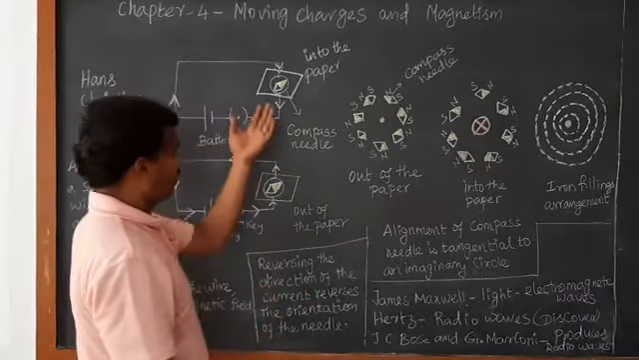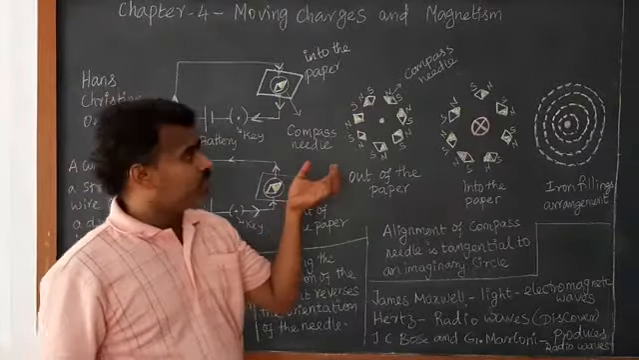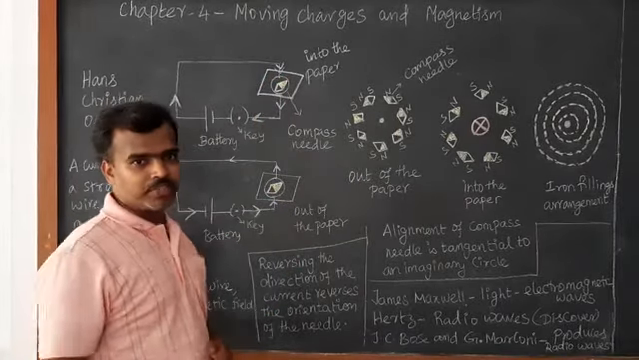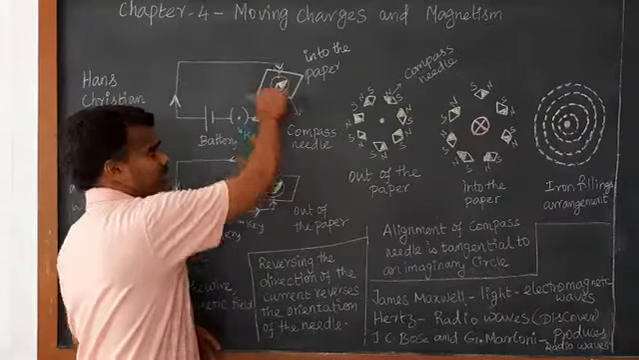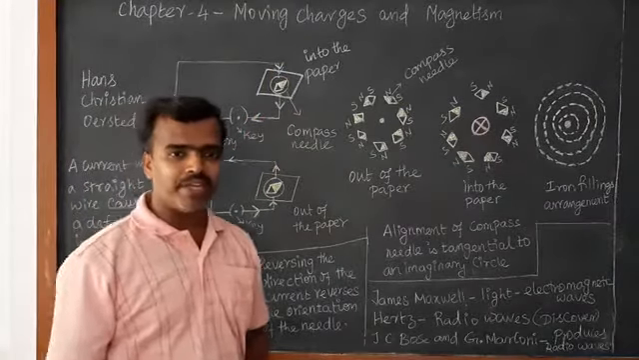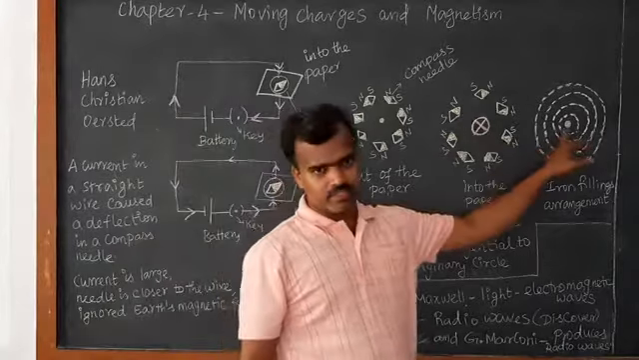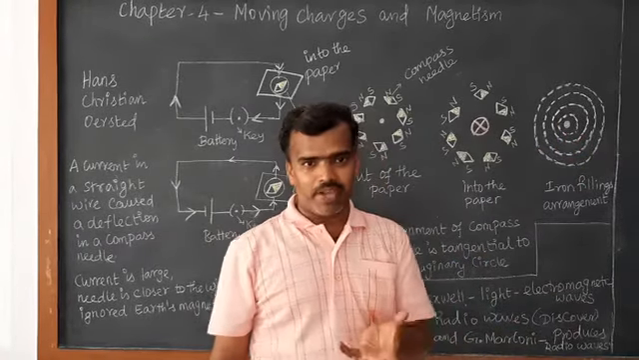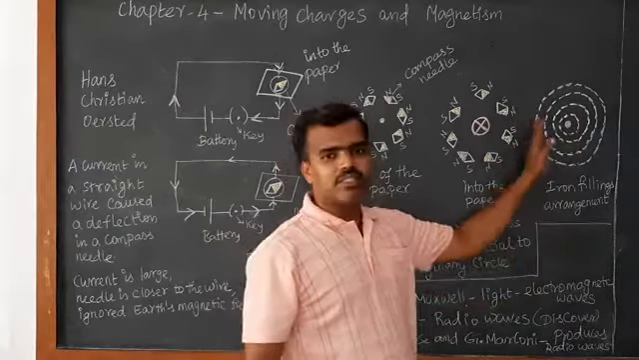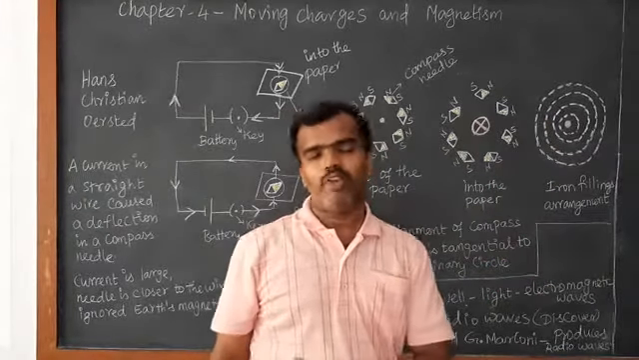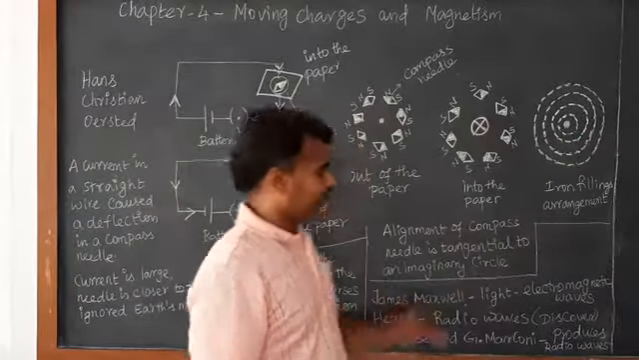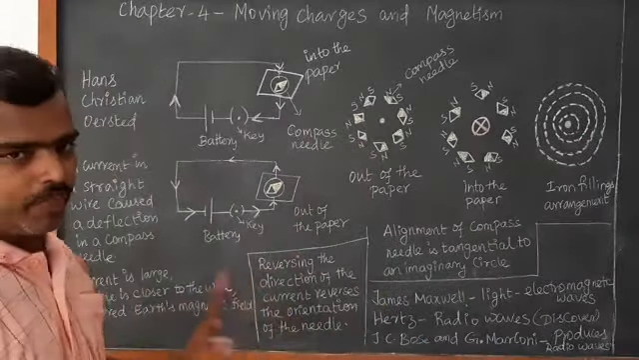And suppose we sprinkle some iron filings on the paper, removing the compass needle. Instead of that, we sprinkle some iron filings. What will happen? It produces concentric circles, right? The closer concentric circles indicate a strong magnetic field, and the far away circles indicate a weak magnetic field when compared to the close circles, right? Okay.